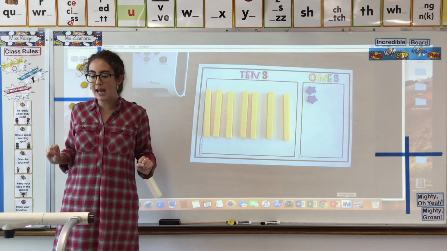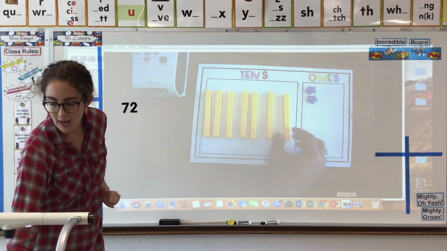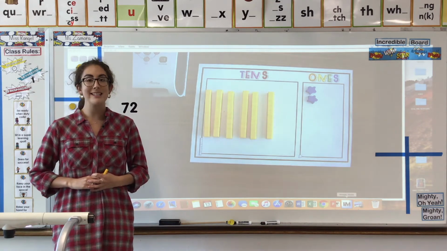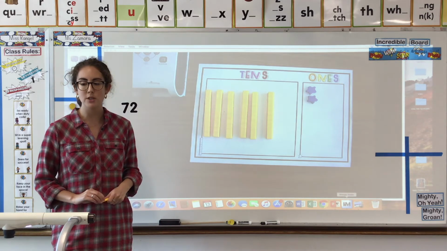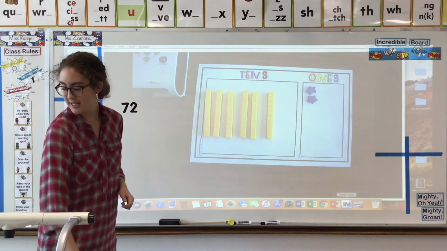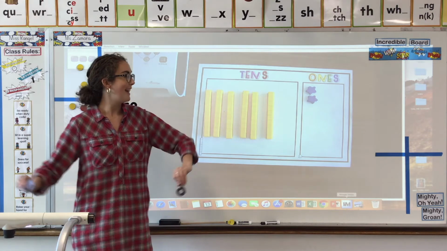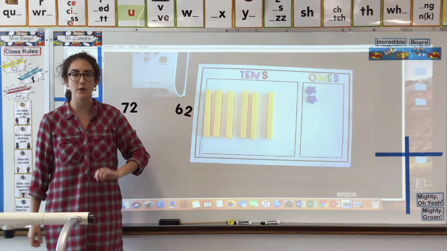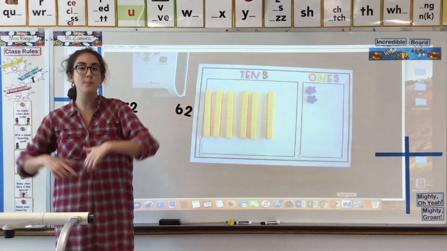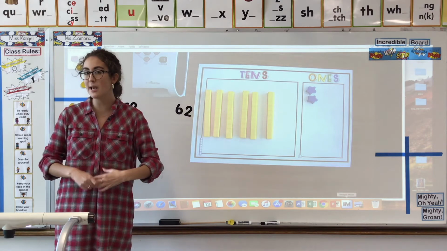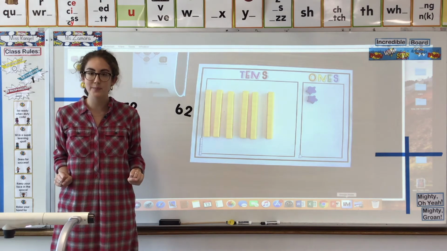So if I'm going to skip count down, I have 72, and to skip count, I'm going to take away a 10. Our tens place is going to get smaller, so what number did we just skip count down to? We now have how many tens, and what number? We now are at 62. We went from 7 tens to 6 tens, counting down by tens, and therefore our tens place was getting smaller each time by taking away 1 ten.